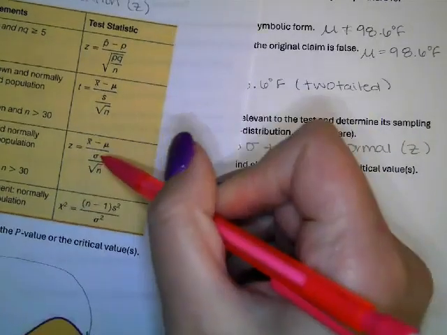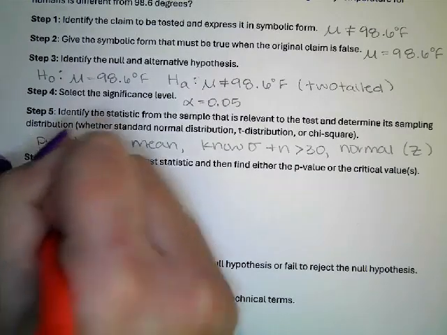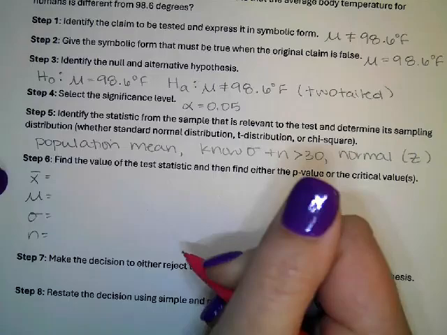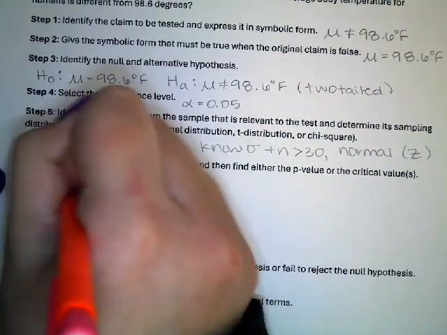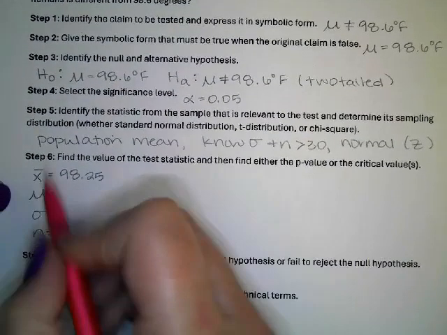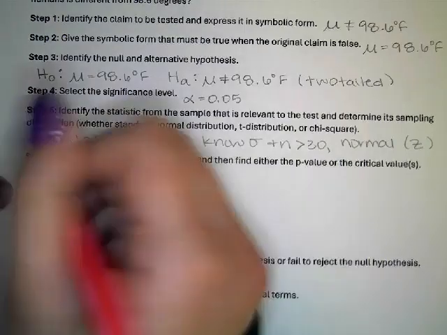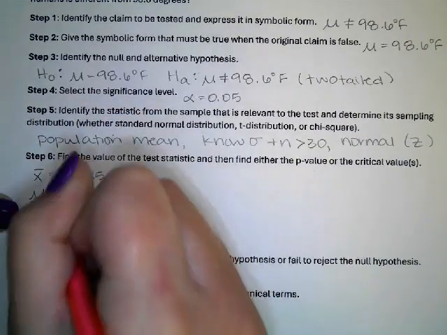X bar is 98.25. That is the mean temperature from the sample. The mean temperature from the population that we're testing is 98.6. The standard deviation is 0.73. And the number of temperatures in the sample was 130.